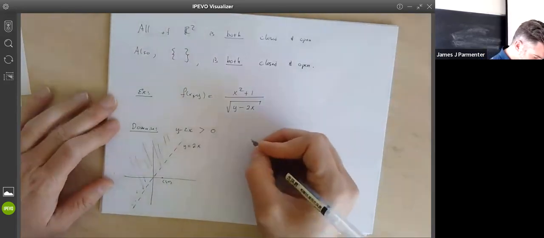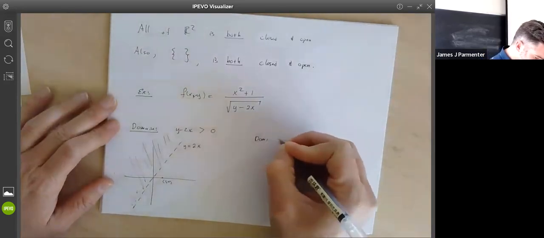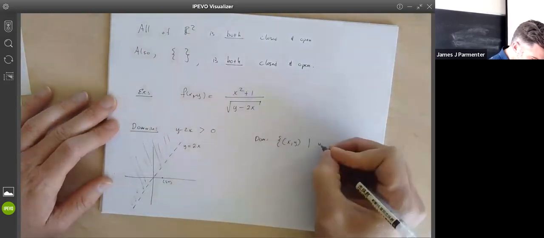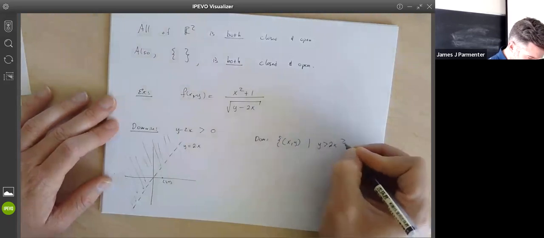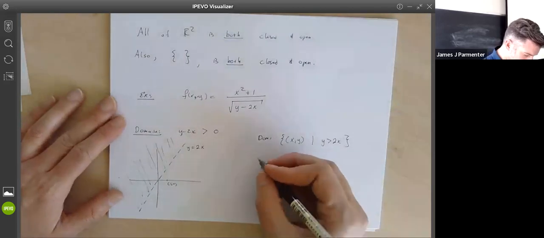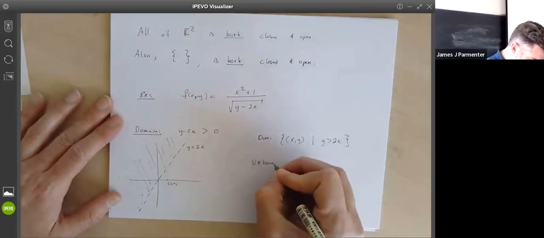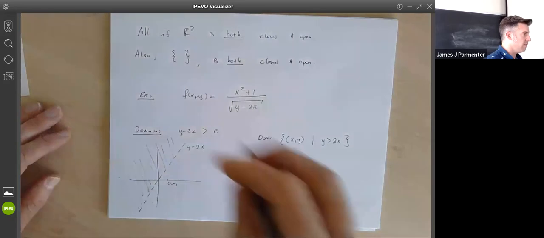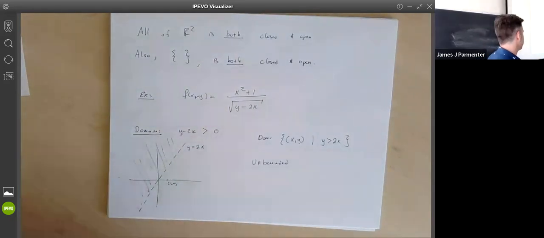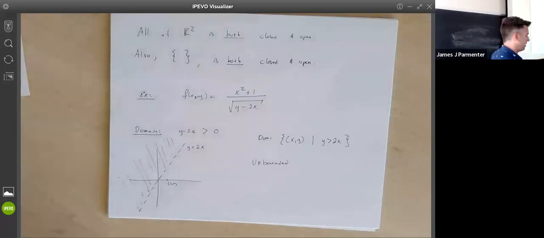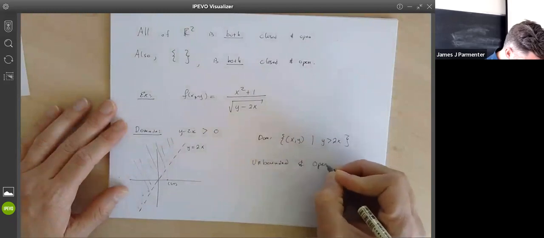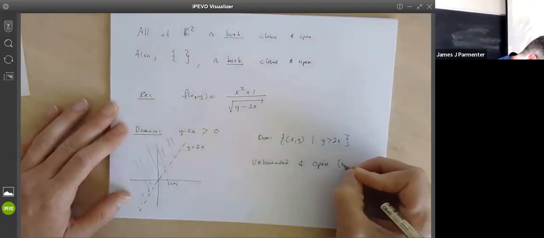My domain, which is the set of all coordinates x comma y, such that, I would probably write it as y is bigger than 2x instead of writing it as y minus 2x, but it really doesn't matter. My domain is definitely unbounded. I cannot draw a circle around all of that. I should say I can't draw a circle of finite radius. I suppose I could draw an infinite radius circle if that's a thing. And it is definitely open and not closed.